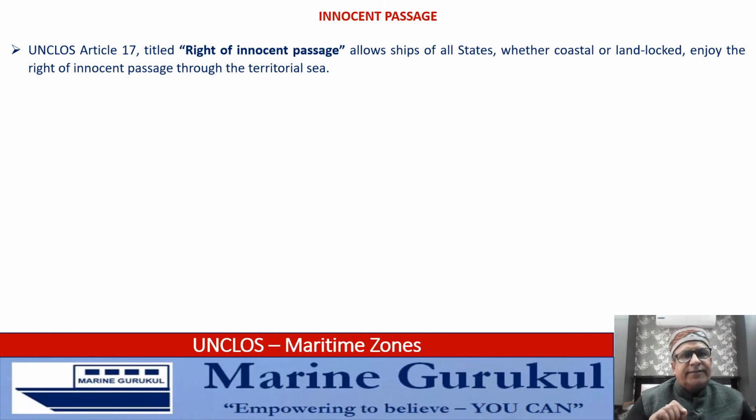UNCLOS Article 17, titled Right of Innocent Passage, allows ships of all states, all countries, whether coastal or landlocked, to enjoy the right of innocent passage through the territorial sea of the coastal states.